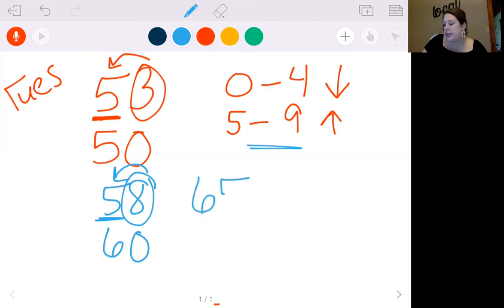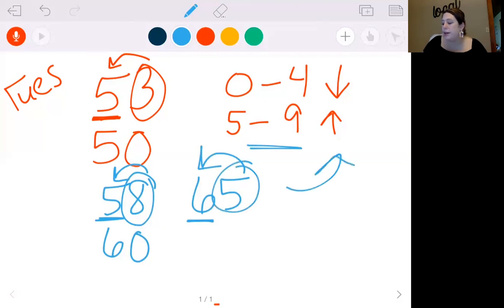Then we have 65. 6 is the nearest tens place. 5 is the number I need to look at up here. 5 through 9 tells me to round up. So the 6 rounds to a 7, and we change that number after it to a 0. So 53 is closest to 50, 58 is closest to 60, and 65 is closest to 70.